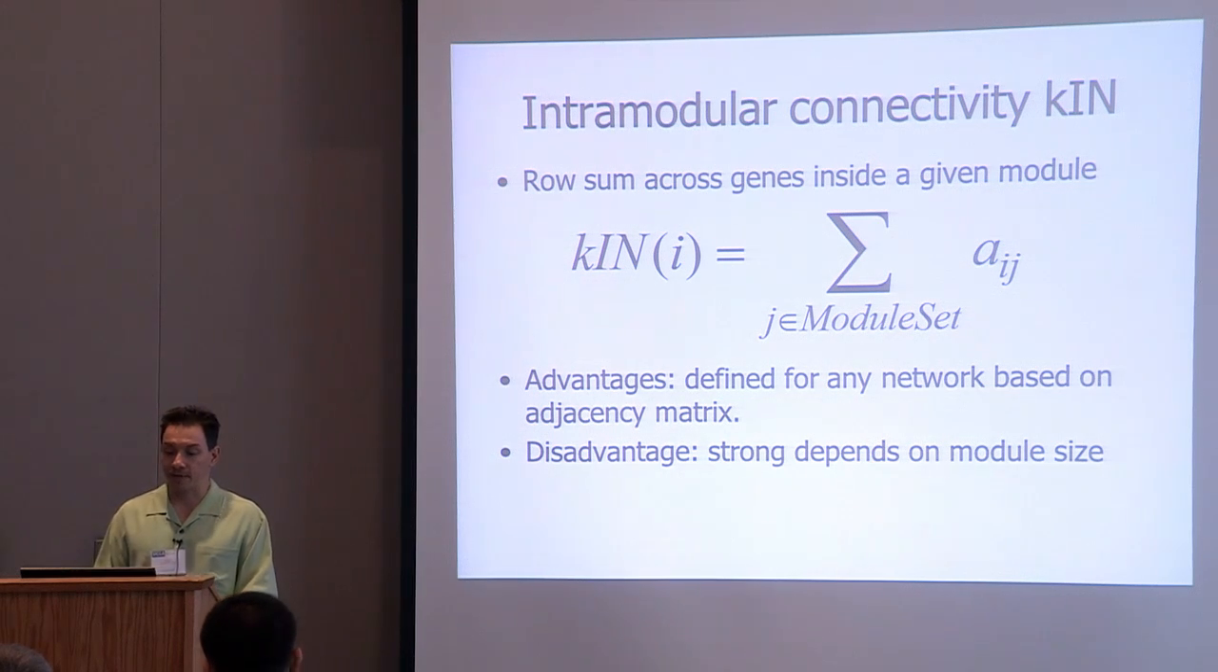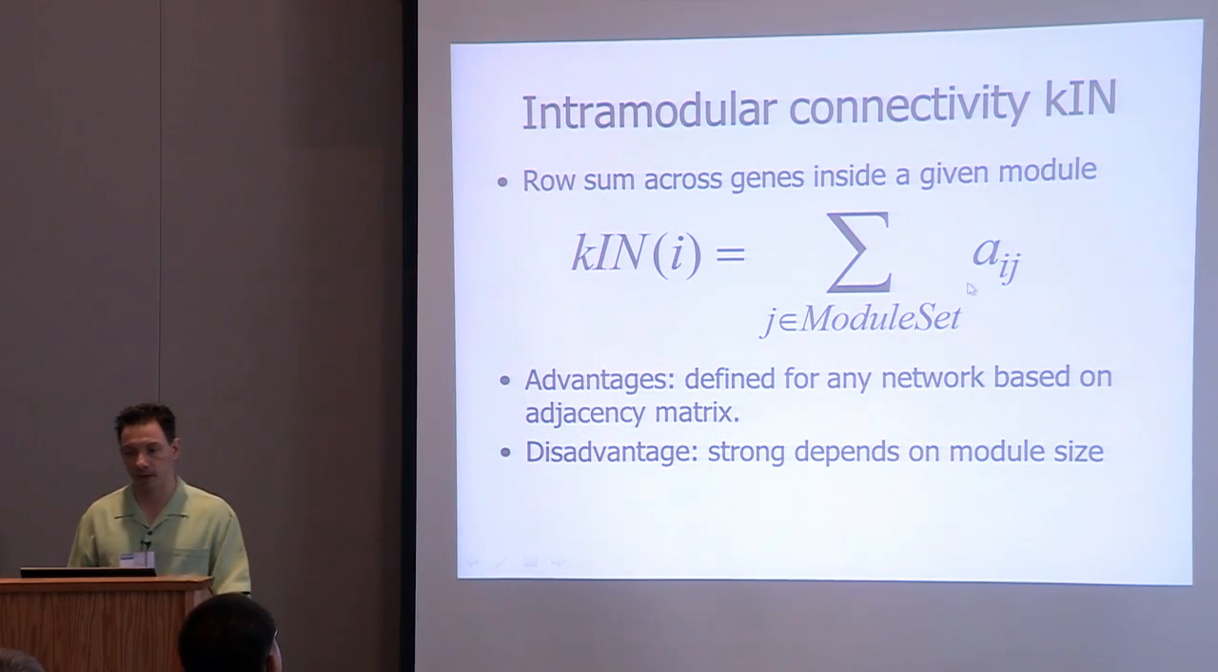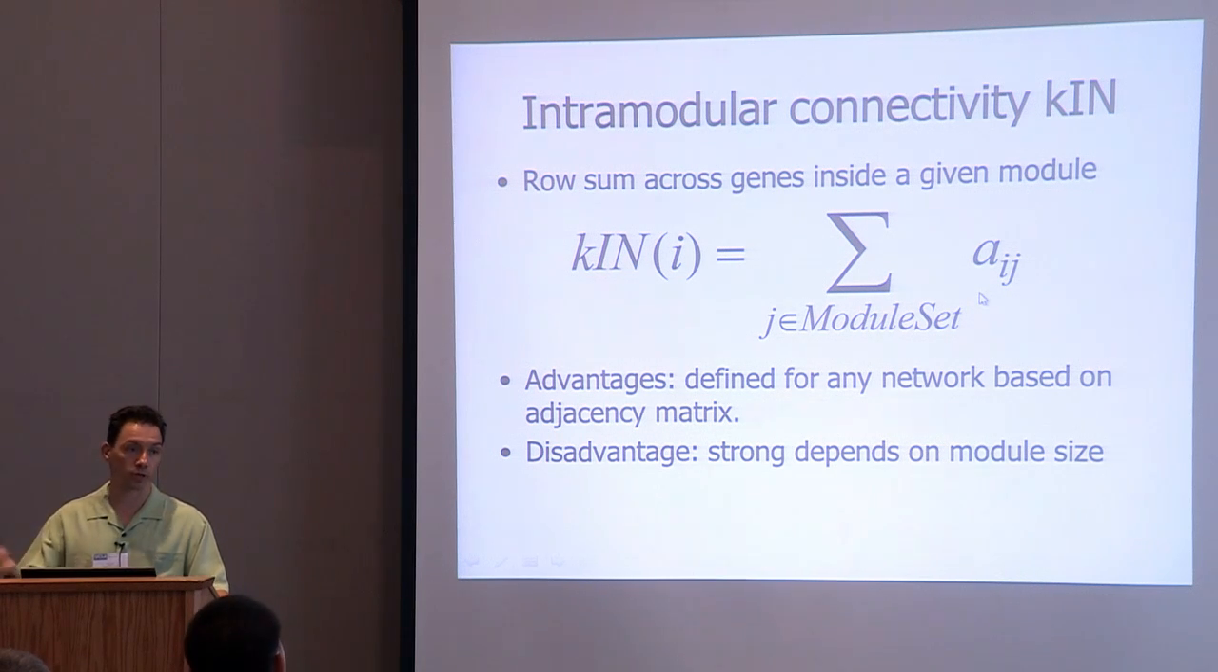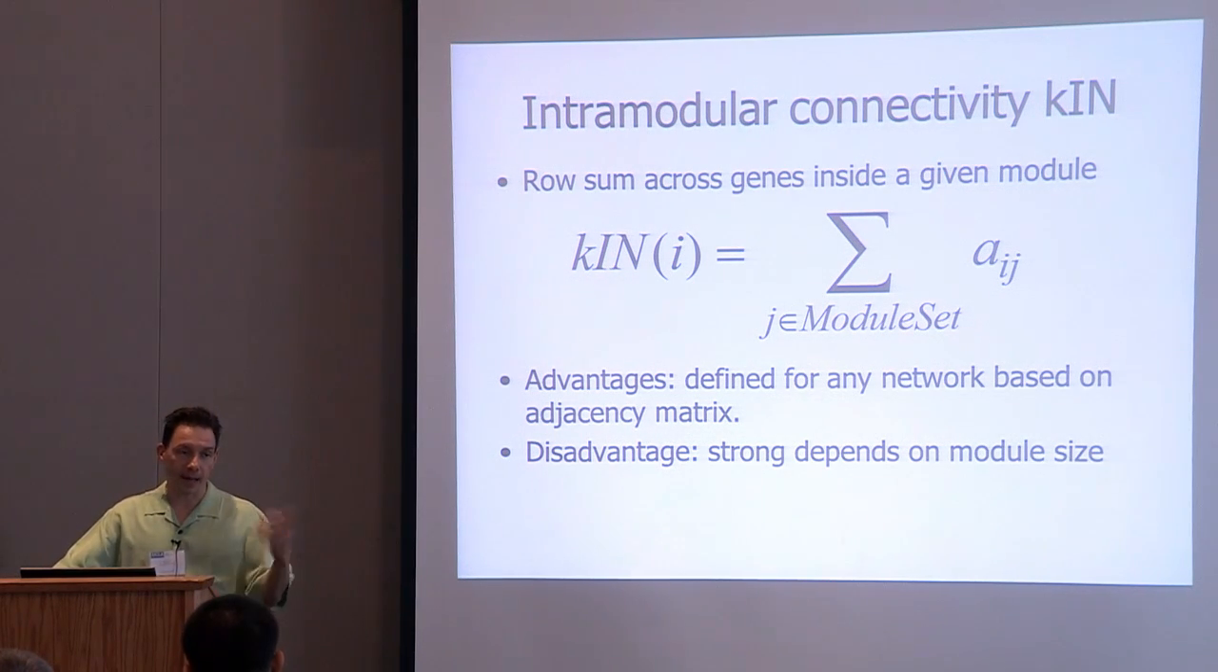Now, the main advantage of that measure is that it's really defined for any network, not just a co-expression network, any network specified by an adjacency matrix. Could be a protein-protein interaction network. But the disadvantage is that it strongly depends on the module size. If you are in the science club and there are only 10 people in the science club, then your maximum intramodular connectivity is 10. Whereas if you're in the soccer club with 200 people, you have more friends, you know.